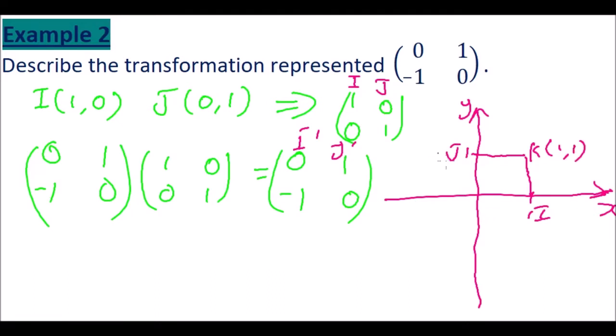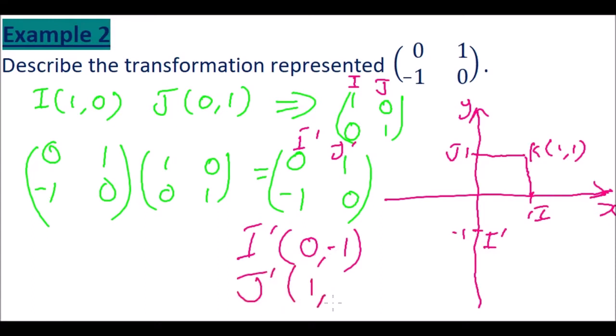Now, I has been transformed. Our new I has coordinates 0, minus 1. So x is 0 and this is minus 1. So this is where we have our I, the image of I. The j prime coordinates are 1, 0, so this is our new j. Now if we plot this unit square, it will be like that. It's just a sketch. So this is the object and this is the image.